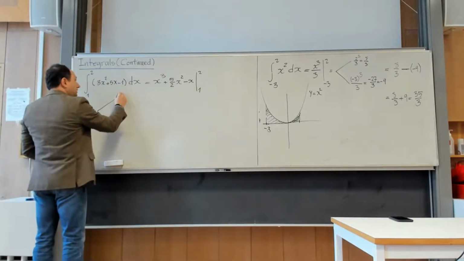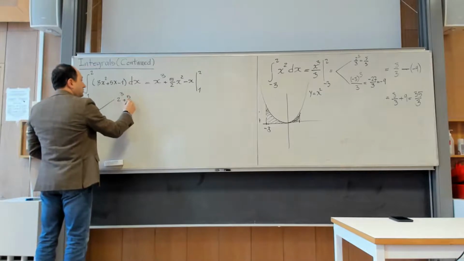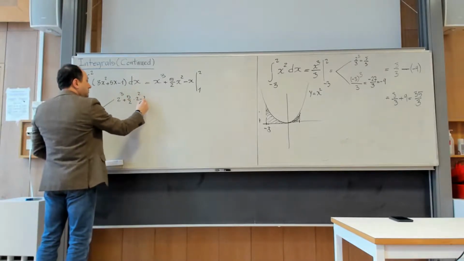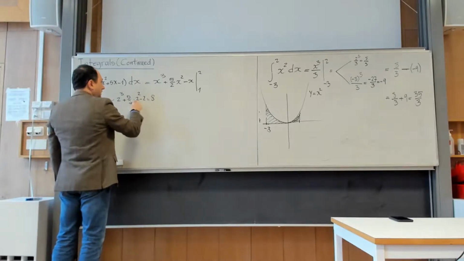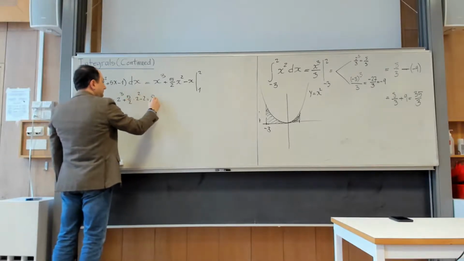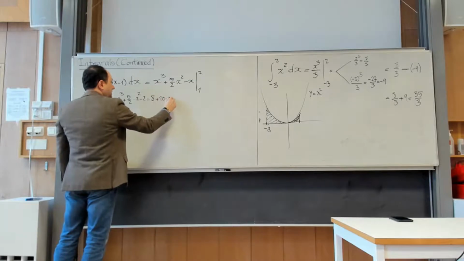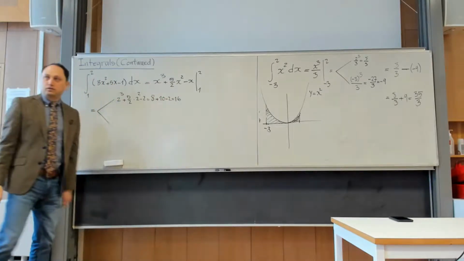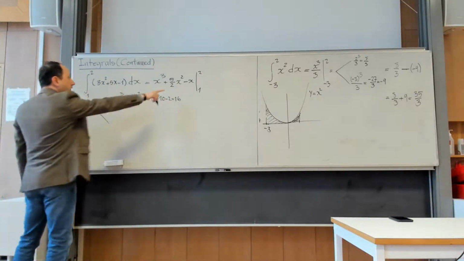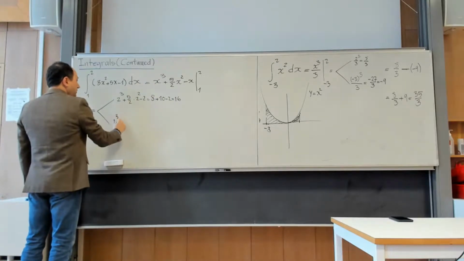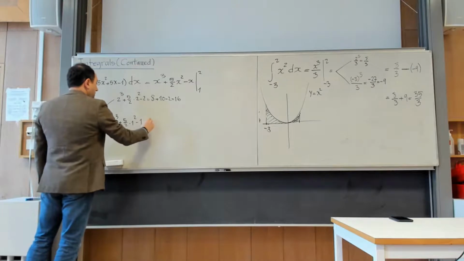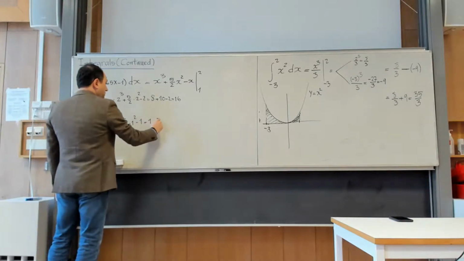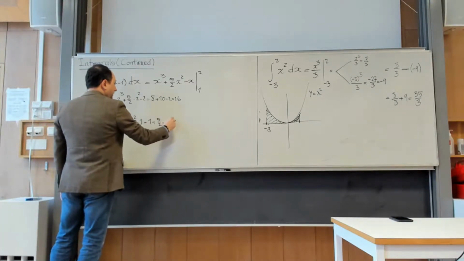It becomes 2 to the 3 plus 5 over 2 times 2 to the 2 minus 2. And patiently calculate everything. So it is 8, and then this is 4, this is 10. Minus 2, it's 16. Yes? So that's 16. And then I put 1 here, so it becomes 1 to the 3 plus 5 over 2 times 1 to the 2 minus 1. So this becomes 1 plus 5 over 2 minus 1. So this is clearly 5 over 2.